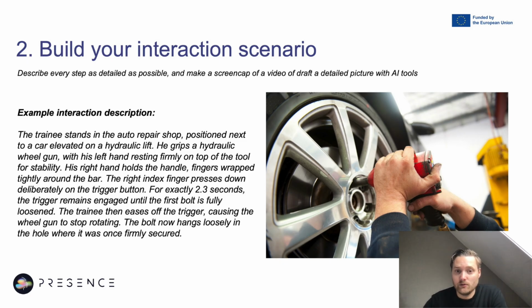So the trainee stands in an auto repair shop positioned next to the car on an elevated hydraulic lift. He grips the hydraulic wheel gun with his left hand, resting firmly on top of the tool for stability. His right hand holds the handle, fingers wrapped around the bar. The right index finger presses down deliberately on the trigger button. For exactly 2.3 seconds, the trigger remains engaged until the first bolt is fully loosened. The trainee then eases the finger off the trigger, causing the wheel gun to stop rotating. The bolt now hangs loosely in the hole where it was once firmly secured. So that is a full description of one interaction, namely the person operating the wheel gun on one of the 6 bolts.